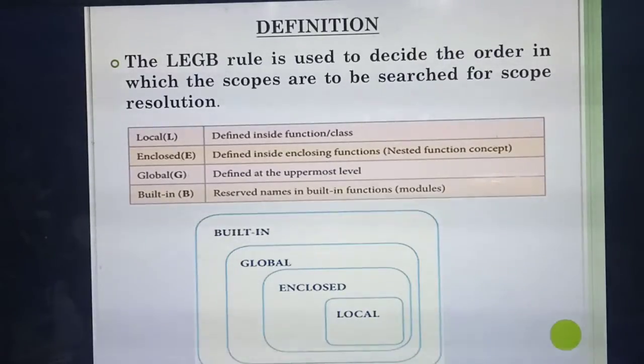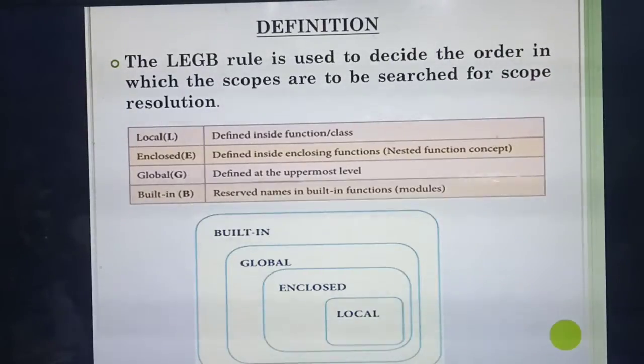Understood? Listen carefully. So the very important question is what? This LEGB rule and the types of scope question. First, listen, this is the important 3-mark question: define LEGB rule. Okay, listen, the LEGB rule is used to decide the order in which the scopes are to be searched. What's the use of LEGB rule? It's mainly used to decide in which order the scopes need to be searched. That means in which order you are going to search the particular scope.